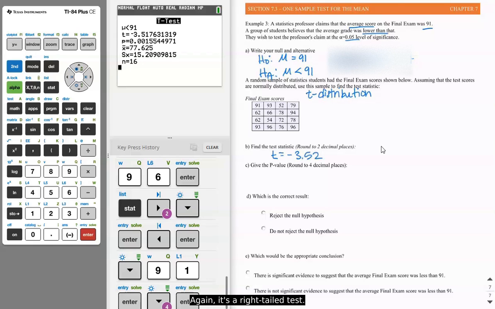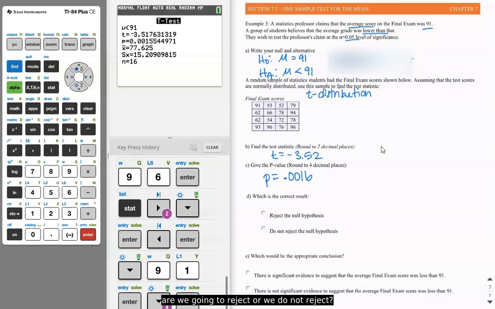Okay, so again, it's a left-tailed test. So negative 3.52 would yield a p-value. So let's see, the p-value is on the line below. So 0.0016. That's the p-value.